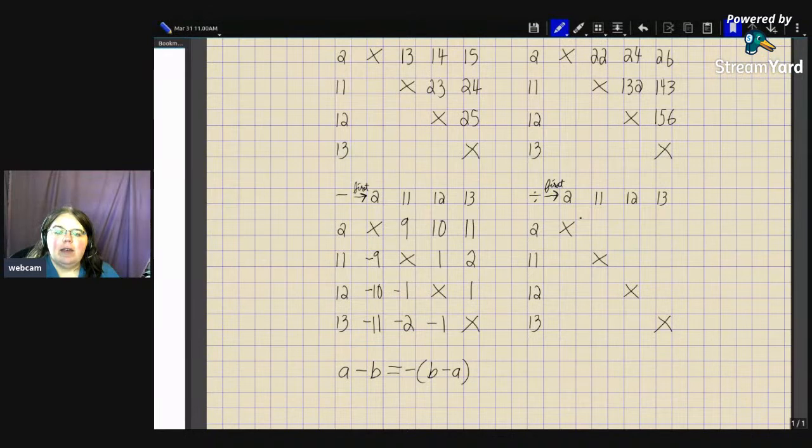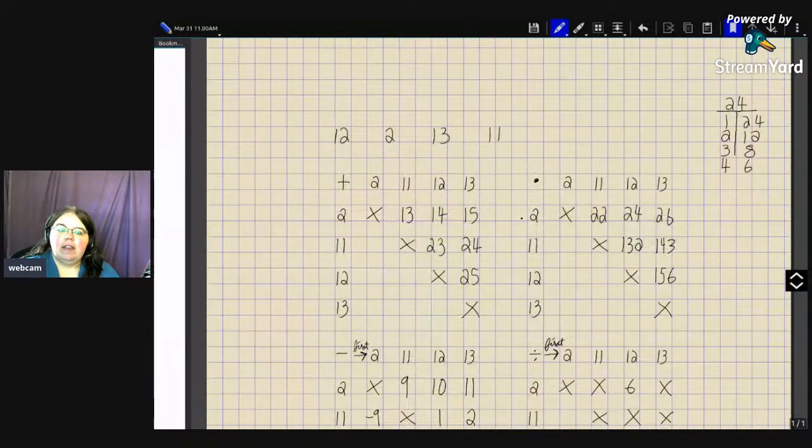Okay, well, let's see, 11 divided by 2, well, that's a decimal. 12 divided by 2, well, that's 6. 13 divided by 2, decimal, decimal, decimal, decimal. So the only thing we can get by division is that 12 divided by 2 is 6. And I don't see a way to use that.